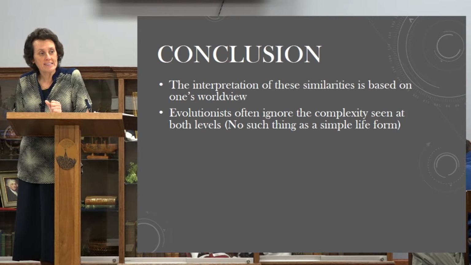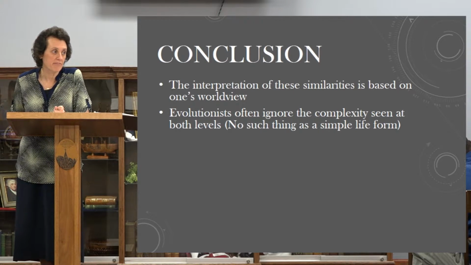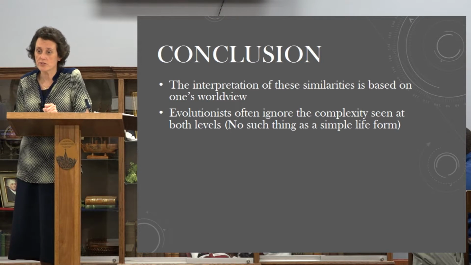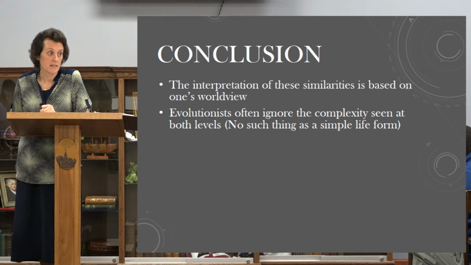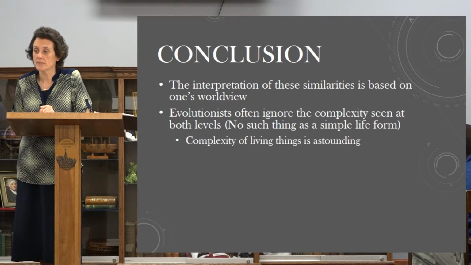Okay, and again, I said earlier that there's no such thing as simplicity when we're talking about life. Life is very sophisticated, isn't it? It's very sophisticated in all of its processes and all of its structures. There's no such thing as a simple cell. And evolutionists tend to ignore the complexity because it's difficult to explain. Life is very complex at the molecular level. It's very complex at the cellular level. And evolutionists tend to ignore complexity because it's difficult to explain with gradualism.